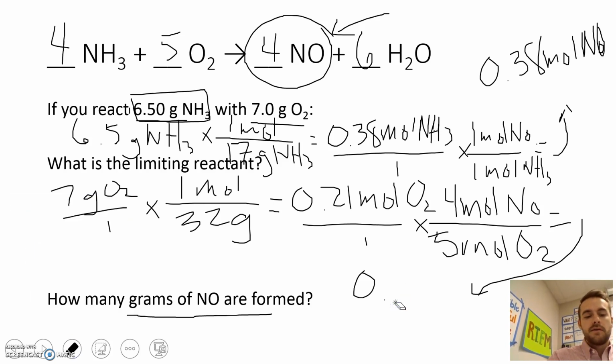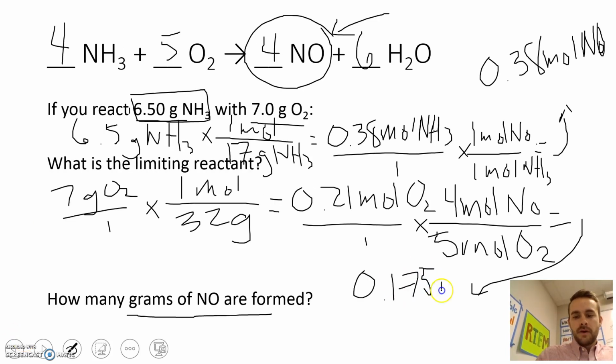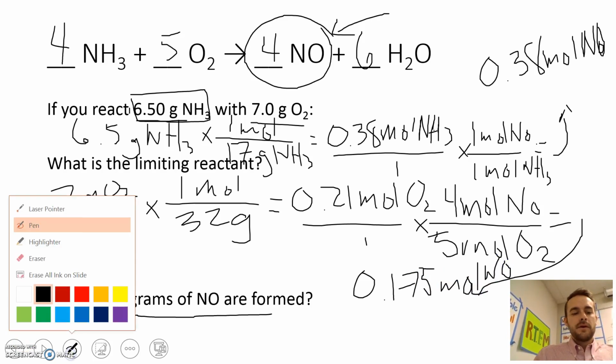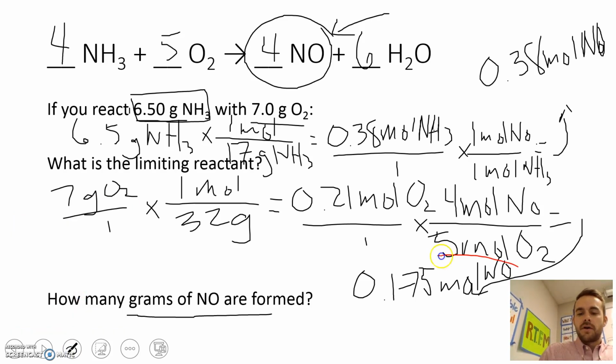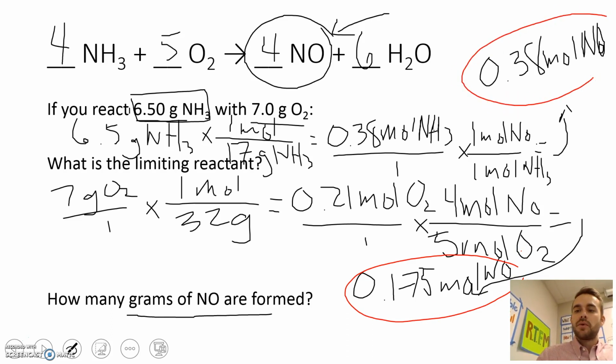0.175 mole of NO. Sorry, it's all jumbled now. So let's highlight our 2 answers so far. Oxygen gave us 0.175, whereas ammonia gave us 0.38. So which one gave you the lesser amount of product? Well, that would be our oxygen.